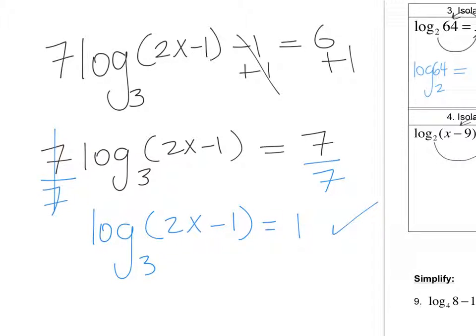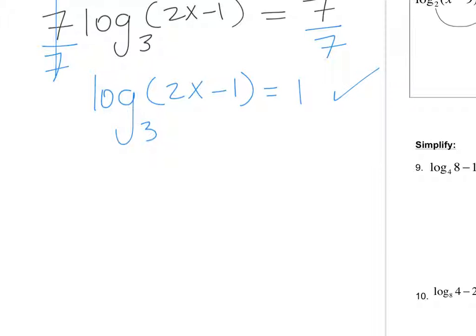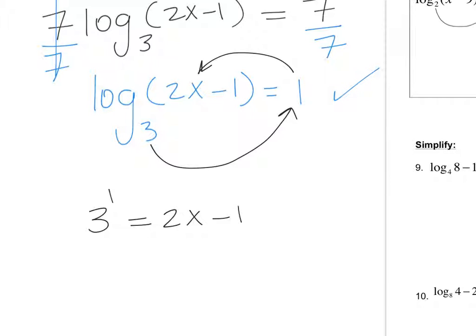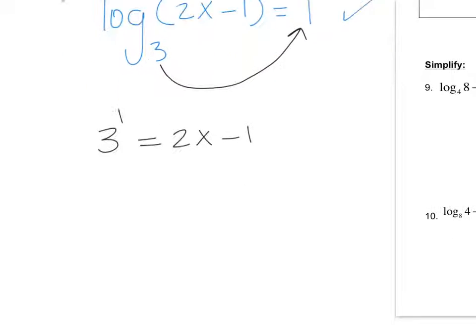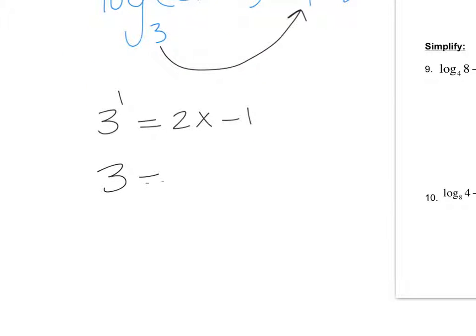That's my first step. My second step, if I have this type of equation where I have a log on one side and a number on the other, is to change it to an exponential equation. So 3 to the power 1 equals 2x minus 1. Now, 3 to the power 1 is a 3. So let's solve for x.